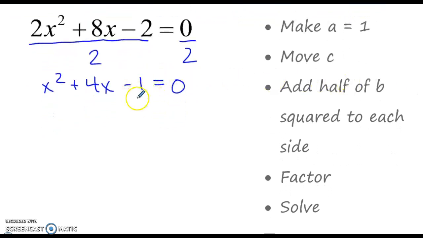Next step, move c. So right now c is -1, so I'm going to move c over to the other side by adding 1 to each side. So I get x squared plus 4x equals 1.